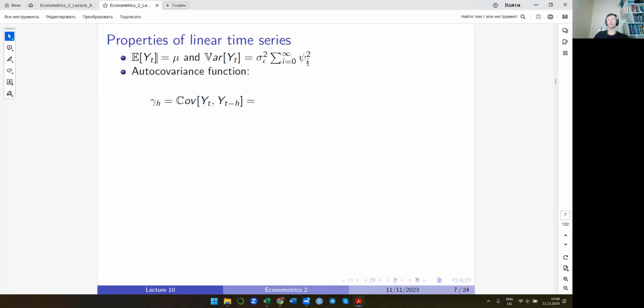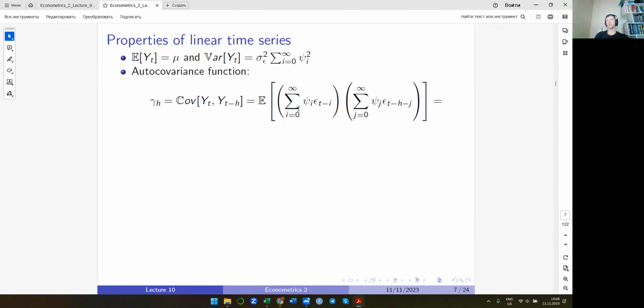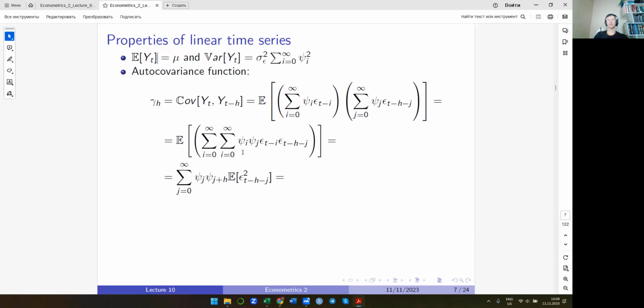So autocovariance function for linear time series can be built in the following form. This is the covariance between yt and yt minus h. We drop mu for a while, since mu doesn't really matter here. Then this sum, when we do the cross product, is represented as this. And finally, expectation of the sum is the sum of expectations. So we have this.